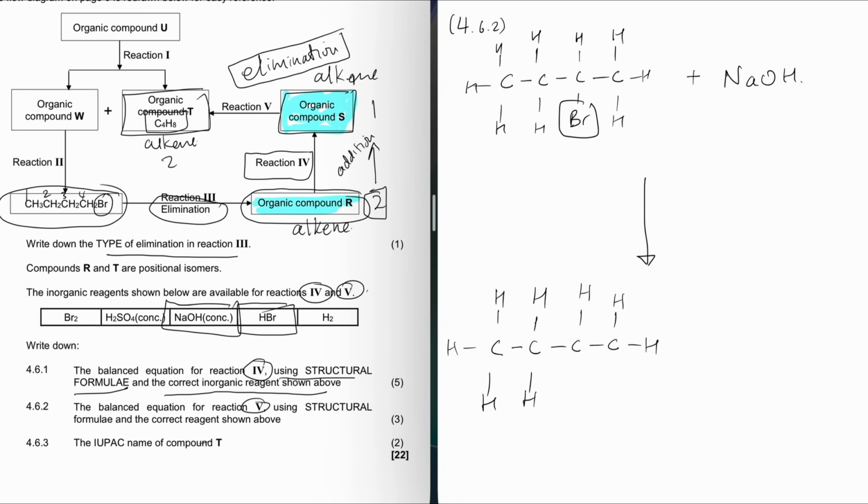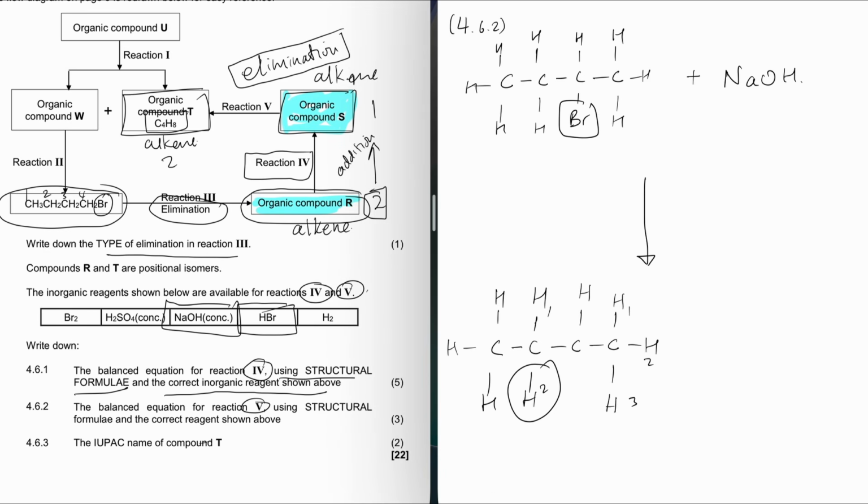Okay, so we've got this. Now, is this hydrogen going to be removed, or is this hydrogen going to be removed? The rule is the one with the least amount of hydrogens is going to be removed. So this carbon has 1, 2 hydrogens. This carbon has 1, 2, 3 hydrogens. And so this is going to be the hydrogen that's removed.